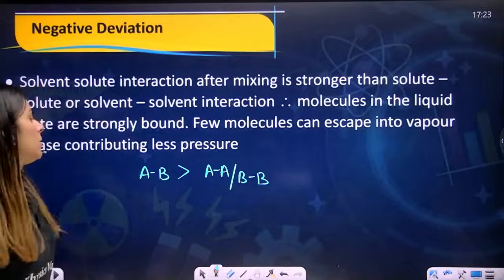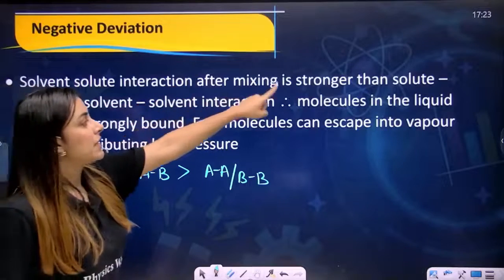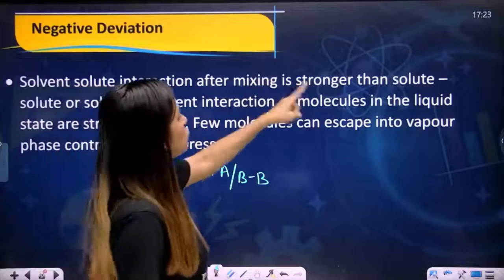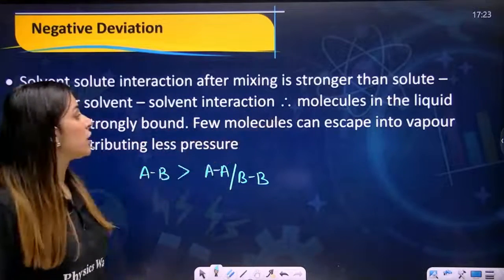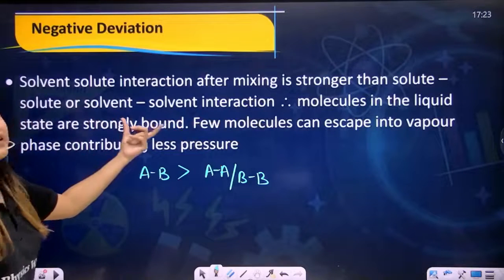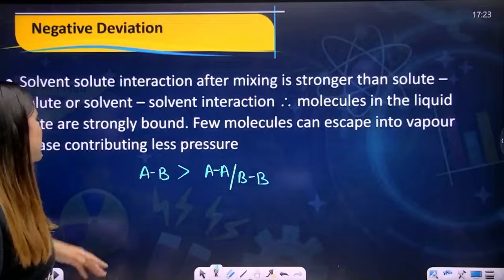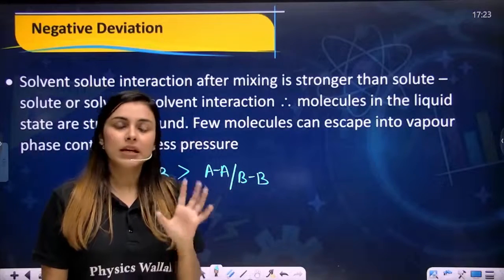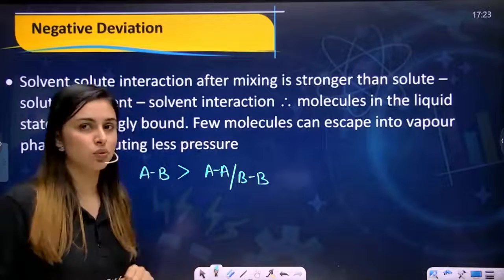Okay, perfect. Solvent-solute interactions after mixing are stronger. The solvent-solute interactions after mixing are stronger than the solute-solute or solvent-solvent interactions. Molecules in the liquid state are strongly bound. Few molecules can escape into the vapor phase, contributing to the lower vapor pressure. This is why it is known as a negatively deviated non-ideal solution.